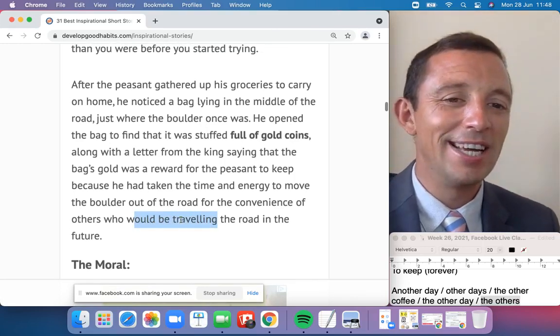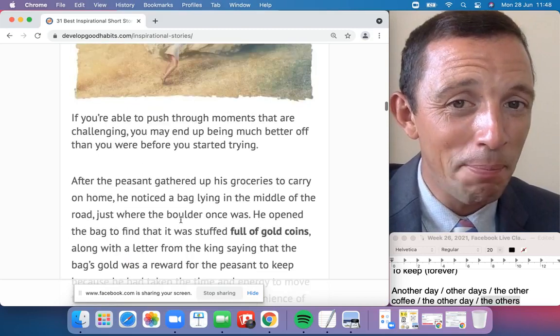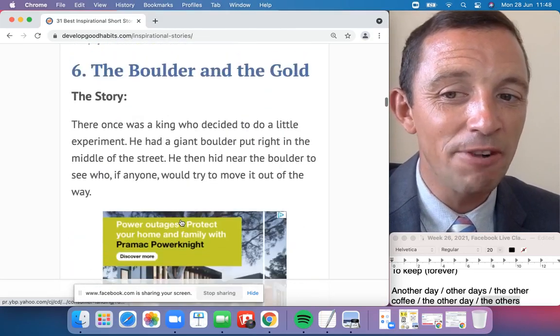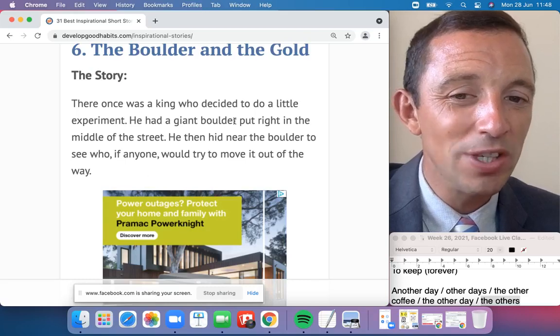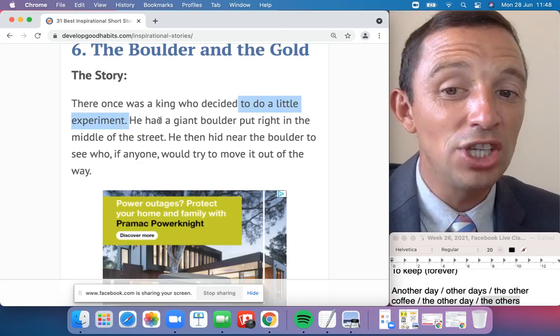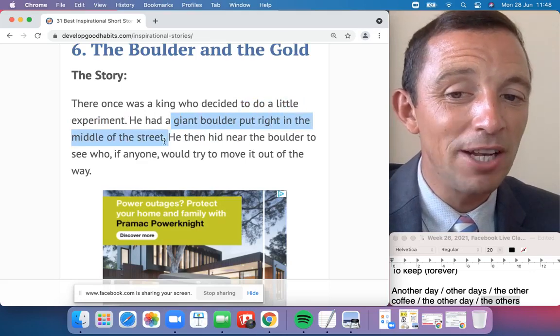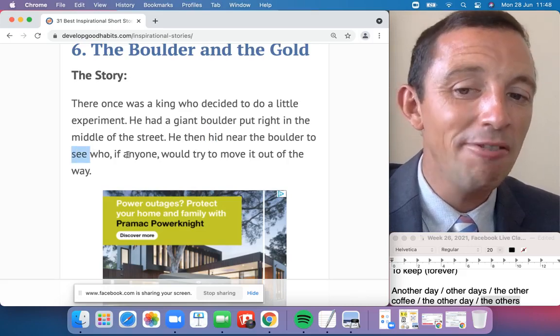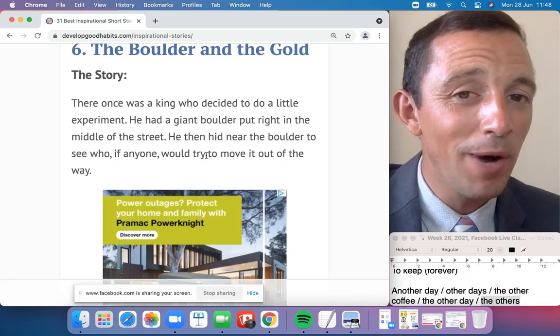Okay, so just to repeat the story again, because personally I have lost track of the significance of the story. So let's read very, very quickly. There once was a king who decided to do a little experiment. Okay, he had a giant boulder put right in the middle of the street. He then hid near the boulder to see who, if anyone, would try to move it out of the way.